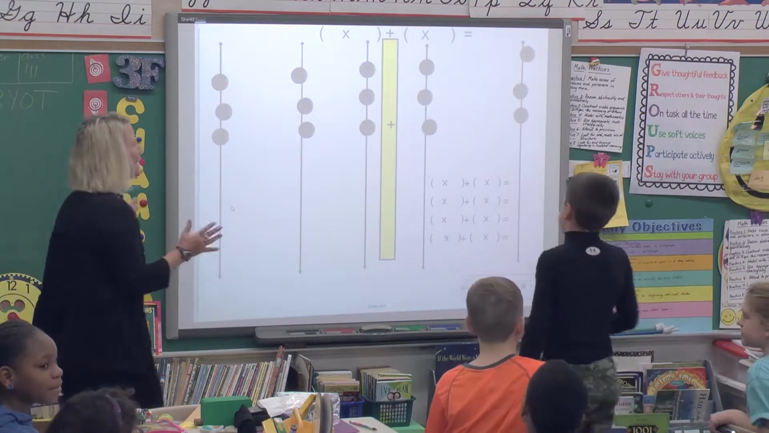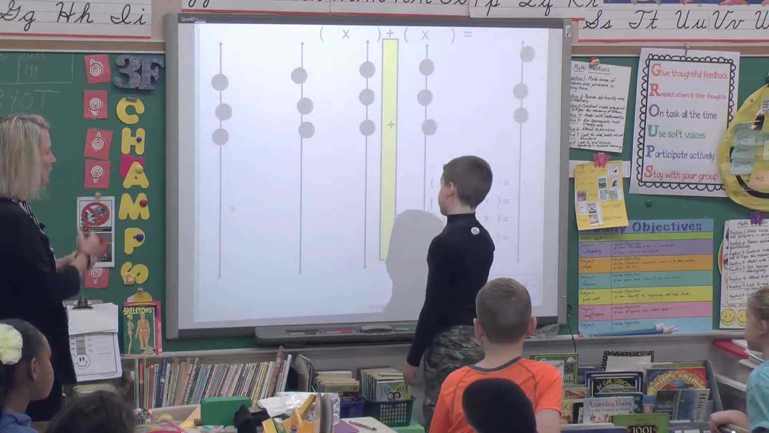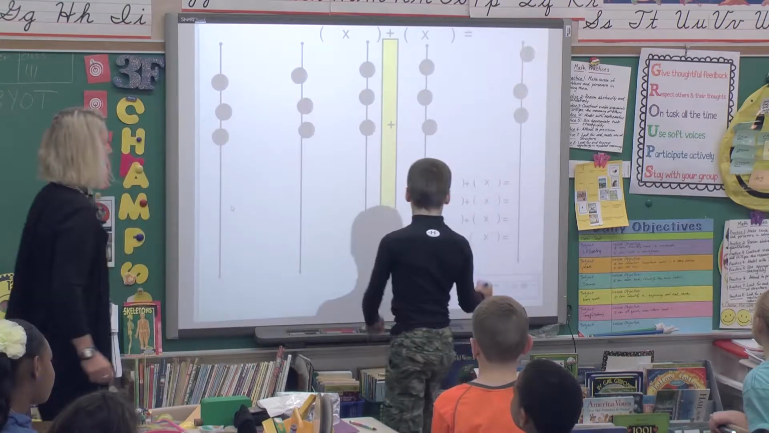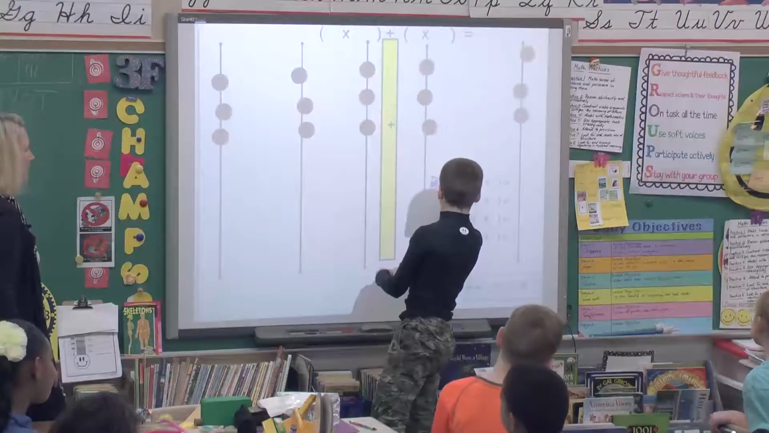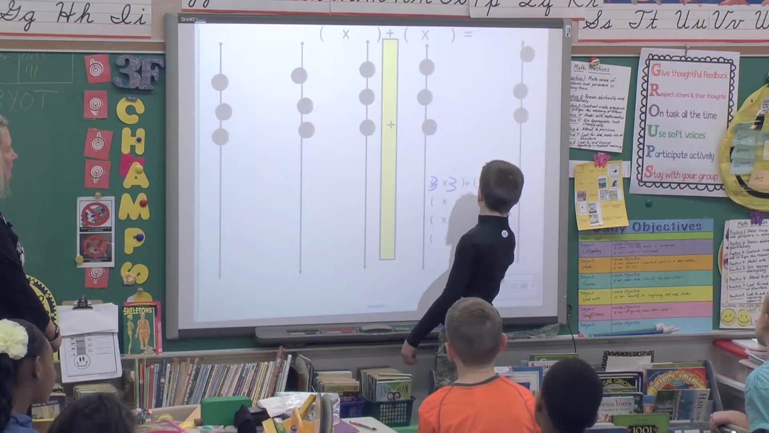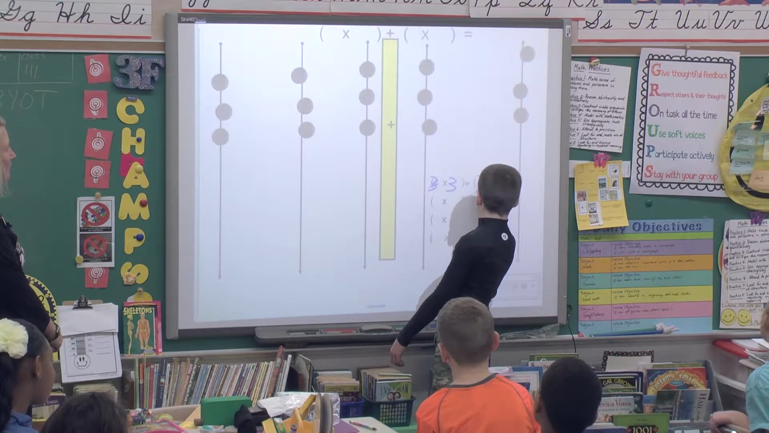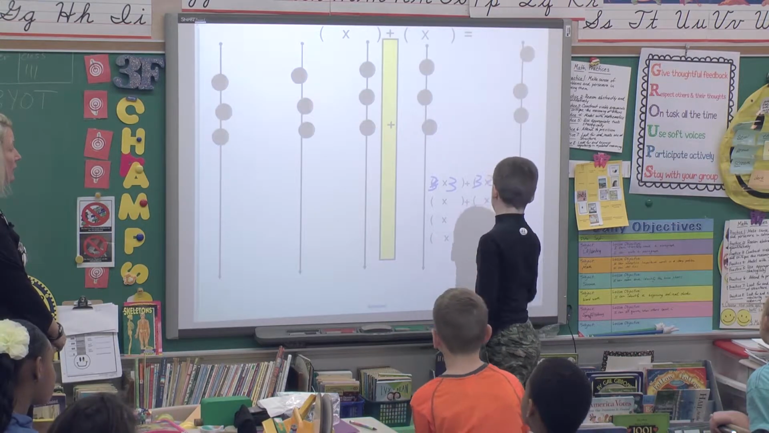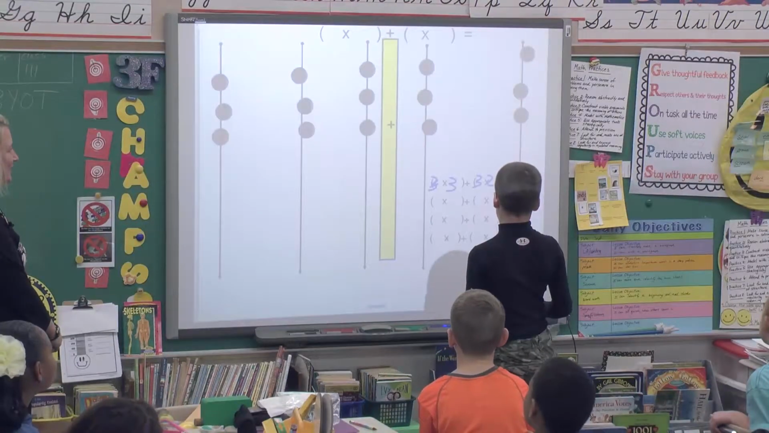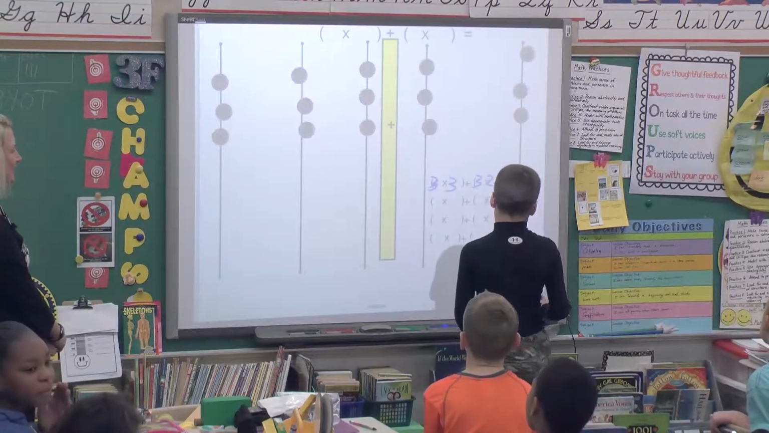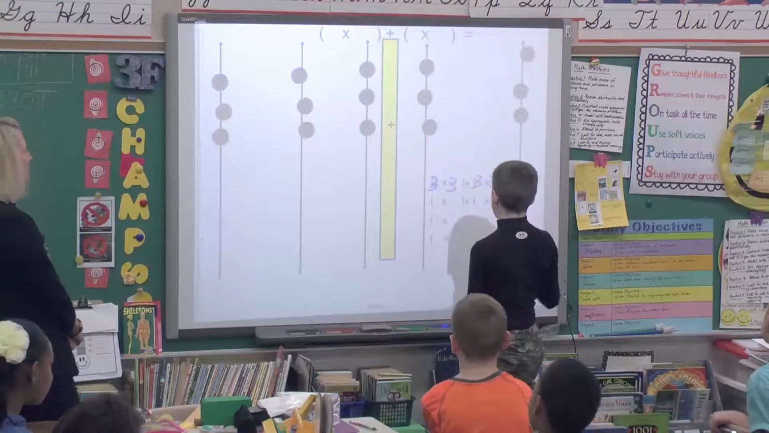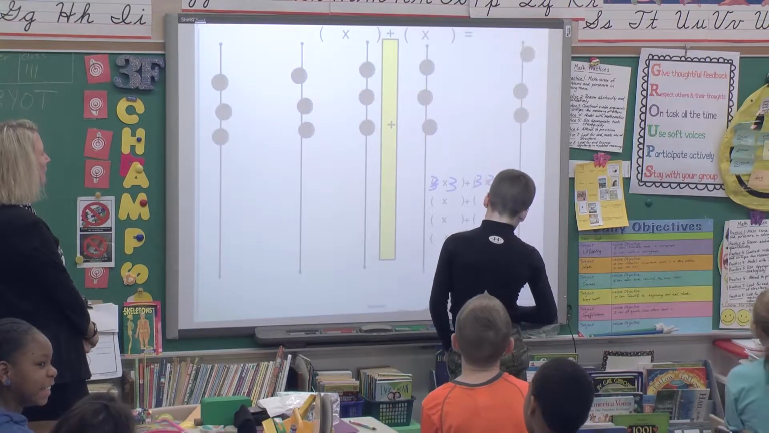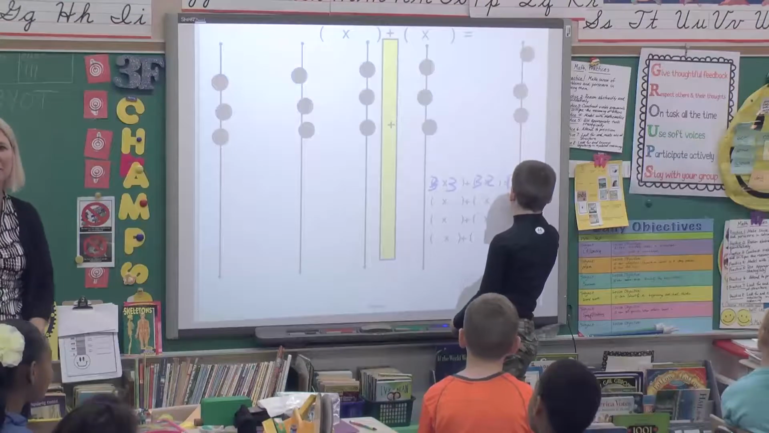So remember, the parentheses are breaking it apart. We do what's inside of the parentheses. 3 by 2. So what's our first part? 3 by 2. Okay. And the other side? You can solve it if you'd like. So 3 times 3 is what? 9. And 9 plus 6 is what? 15. Yep. Do you agree with him? Will you give him a thumbs up?